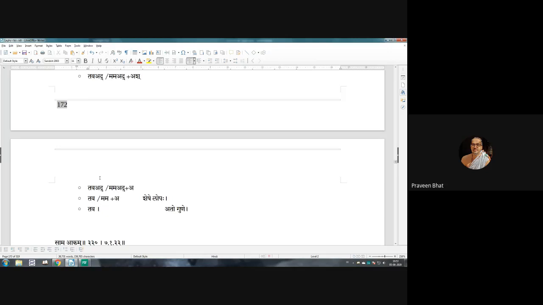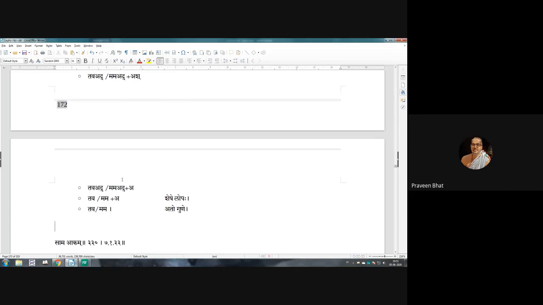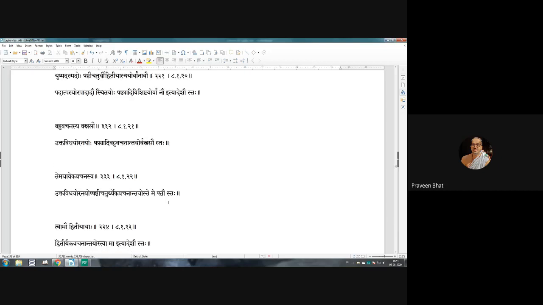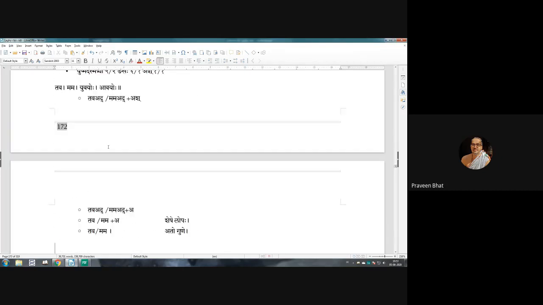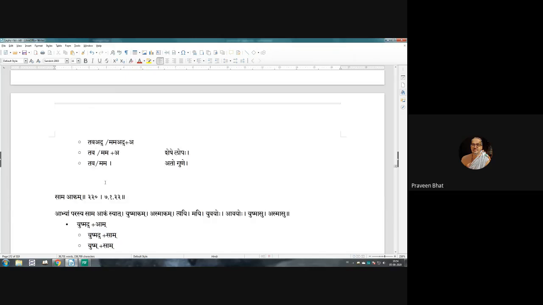Mama by sheshe lopa, and then mama by ato gune. So that is the shashti ekvachana rupa siddhi. Shashti dvivachana he is not used yet. Yuvayoho, avayoho, nothing much to do there. Just this, nothing is happening in a sense. Let's do it anyway.